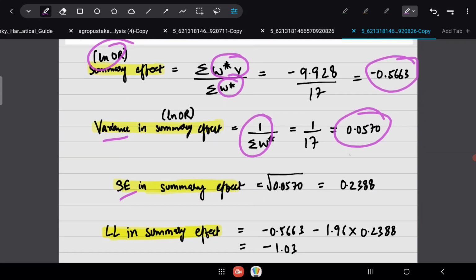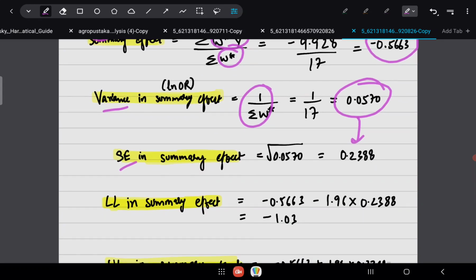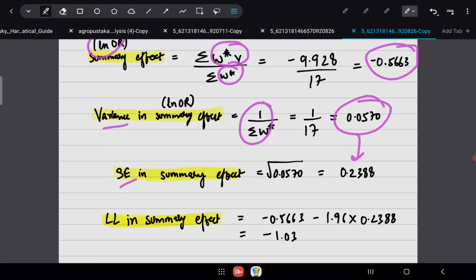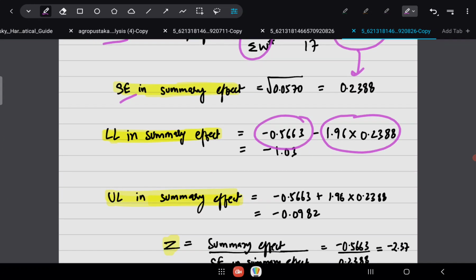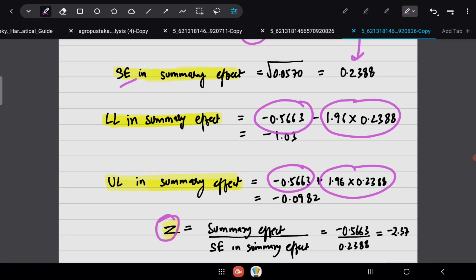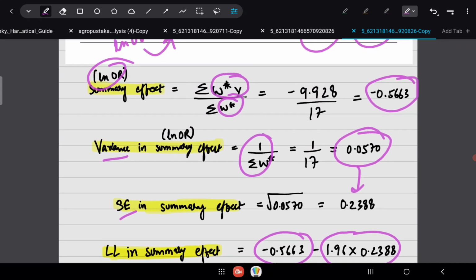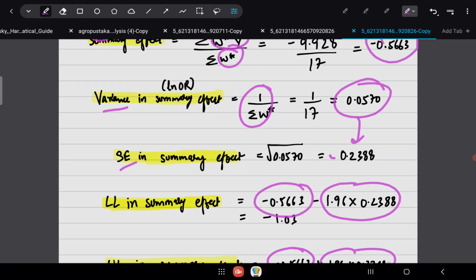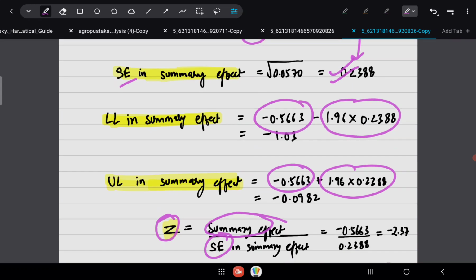Then you can calculate the standard error, just the square root of this. Then the lower limit and upper limit of the summary effect. So the lower limit will be, you can see, summary effect minus 1.96 into standard error, whereas the upper limit will be summary effect plus 1.96 into standard error. Then the z statistic will be the summary effect divided by the standard error of the summary effect. So this is the summary effect and this is the standard error of the summary effect. So now you have your z statistic.